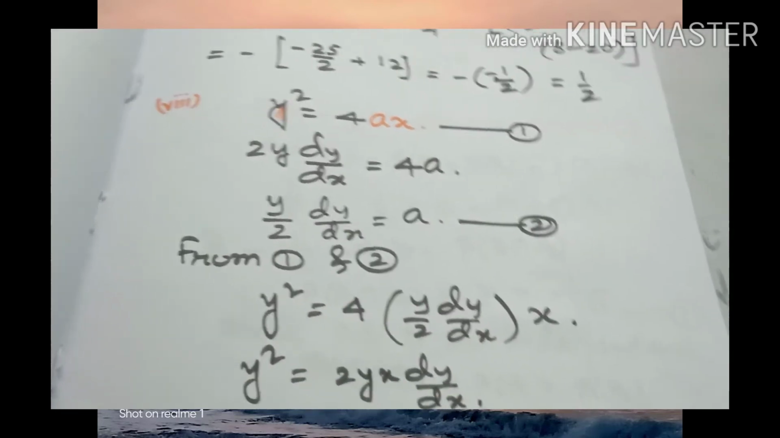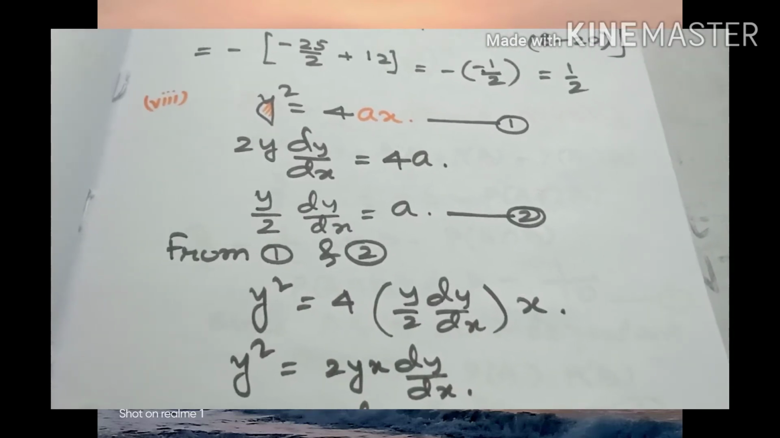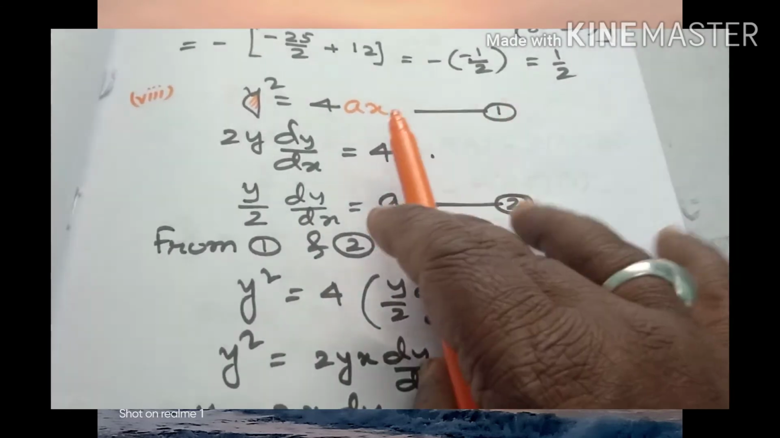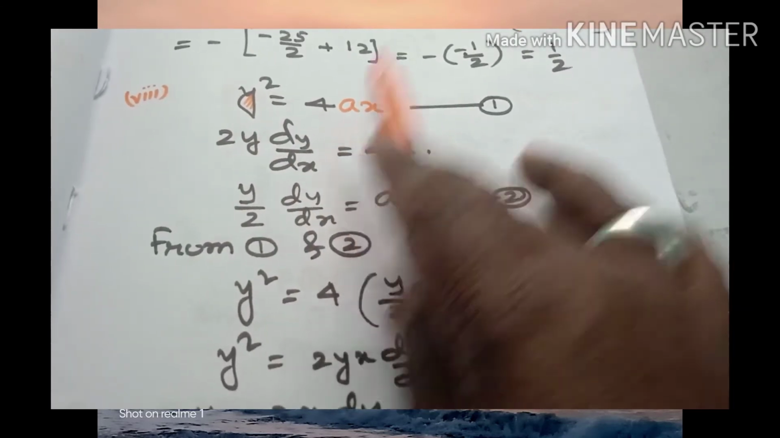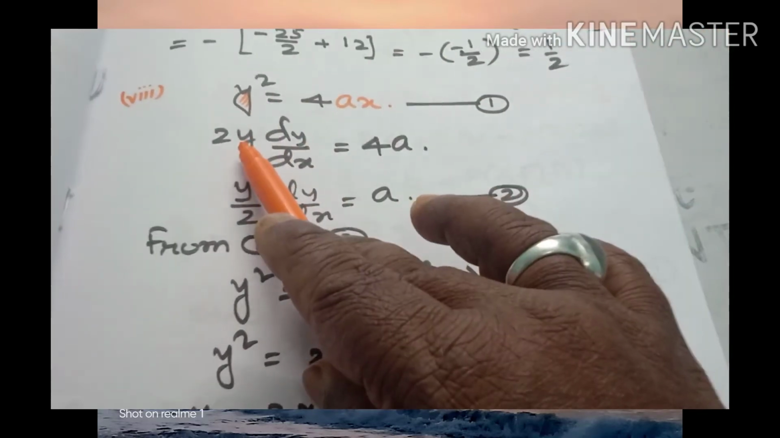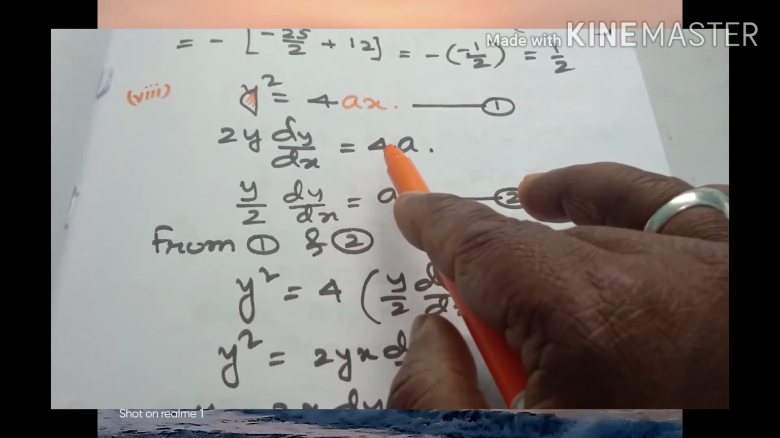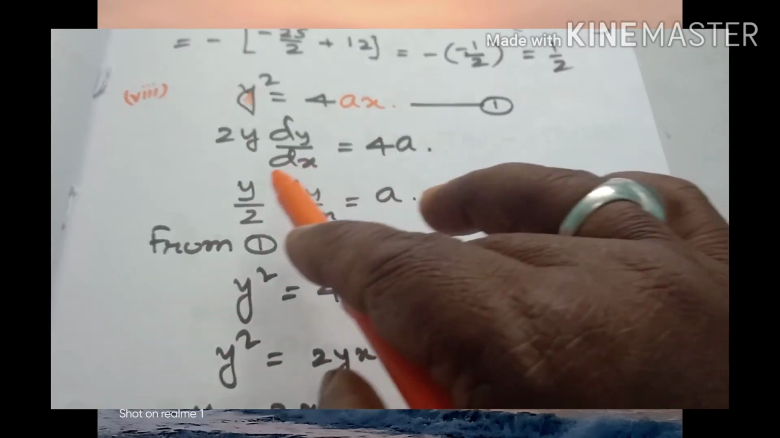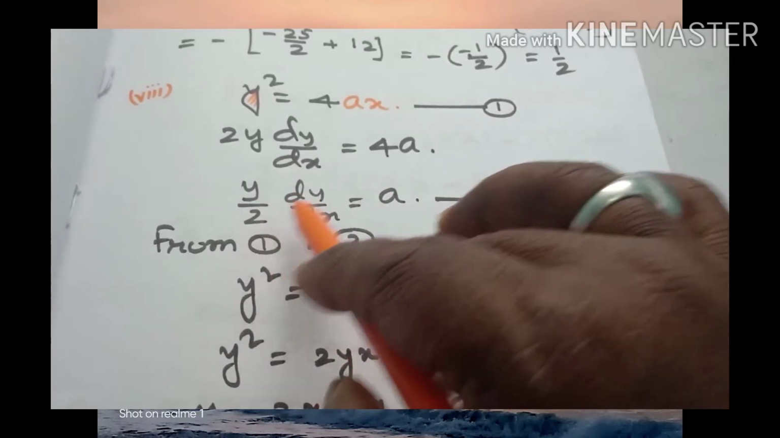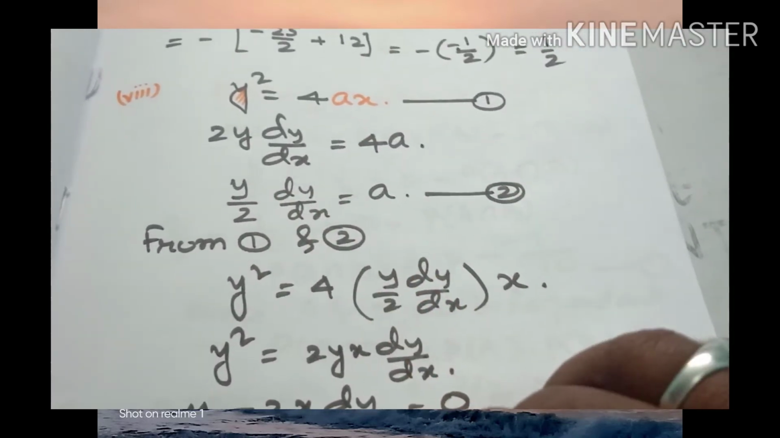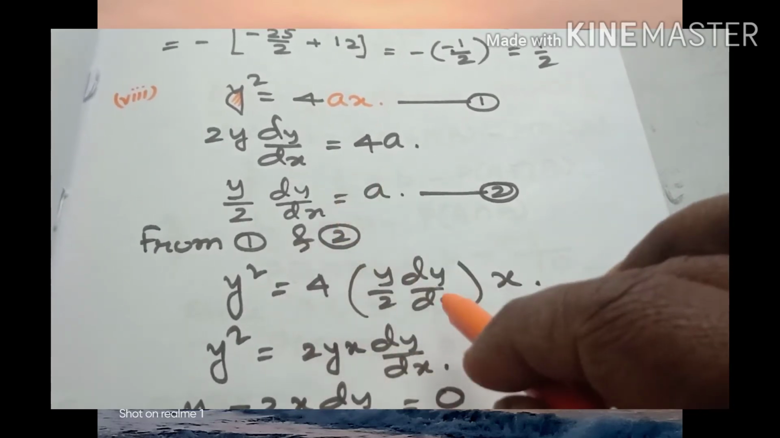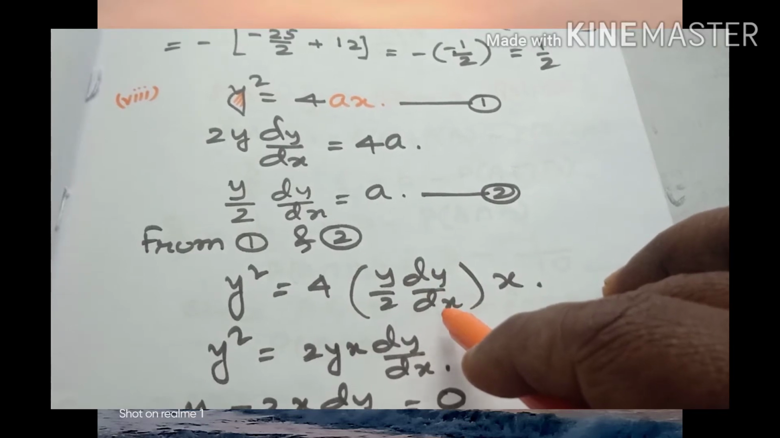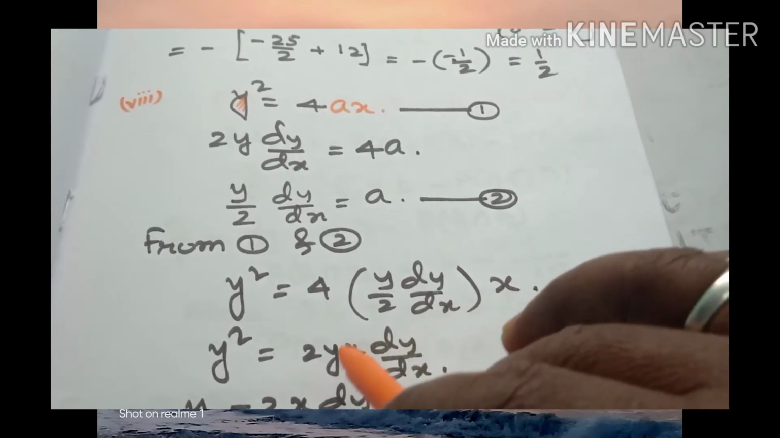Form the differential equation of the family of curves. This is also a very easy question. Given, we find the derivative on both sides in order to eliminate the parameter a. 2y dy by dx is equal to 4a. Derivative of x is 1. So a is y by 2 dy by dx.